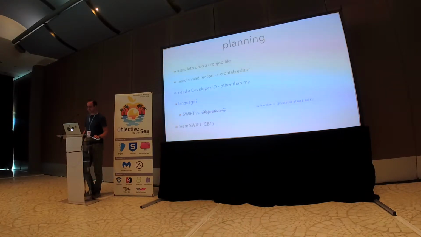So how did I do that? In order to push an application to the App Store, it has to do something. You cannot just drop an empty window there and get it approved. It had to be meaningful. So I came up with the idea of creating a cron tab editor, because that would also legitimize why I have cron job files in that application. I purchased the developer ID, luckily my boss sponsored that.